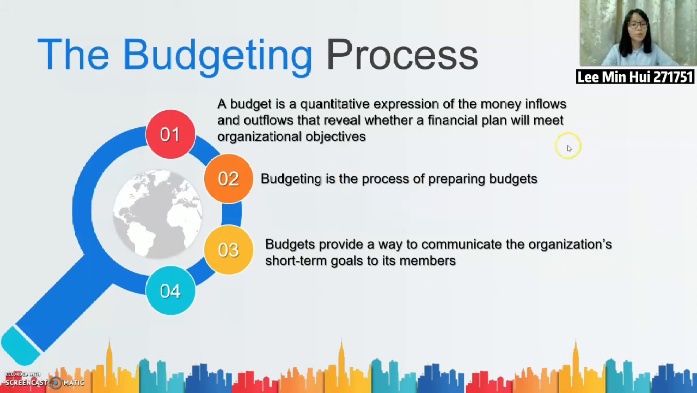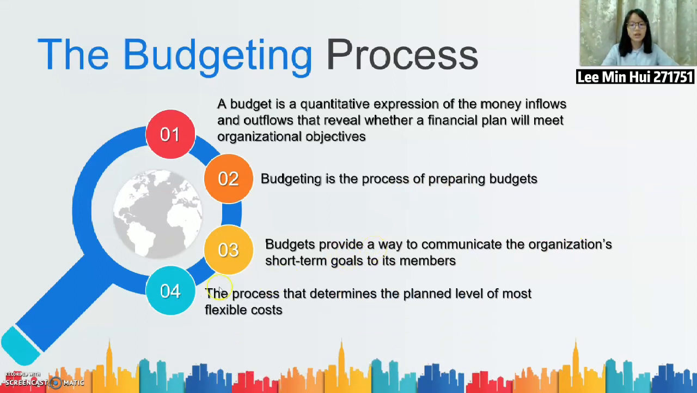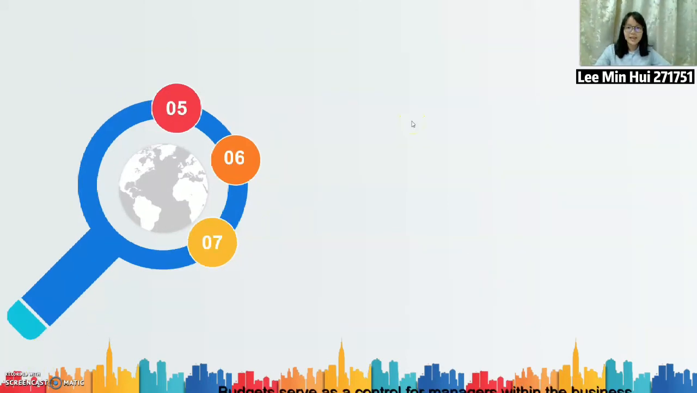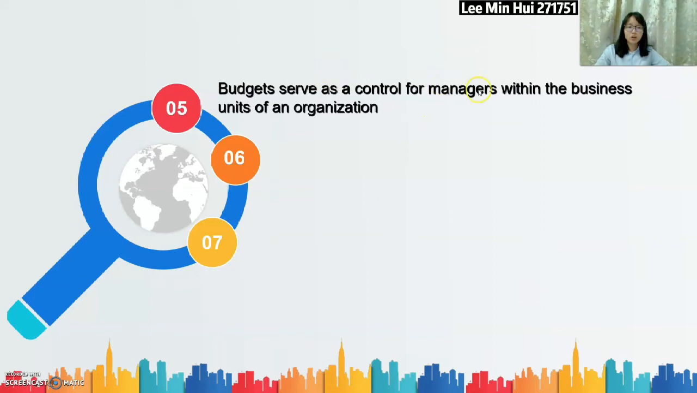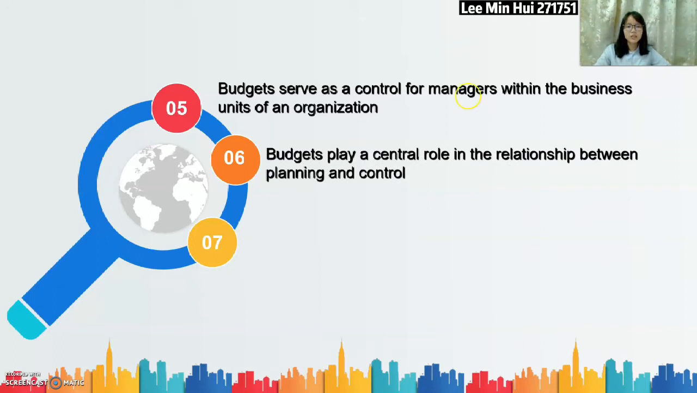Budgets will provide a way to communicate the organization's short-term goals to its members. Next, budgeting is a process that determines the planned level of most flexible costs. Next, budgets serve as a control for managers within the business units of an organization. It plays a central role in the relationship between planning and control.